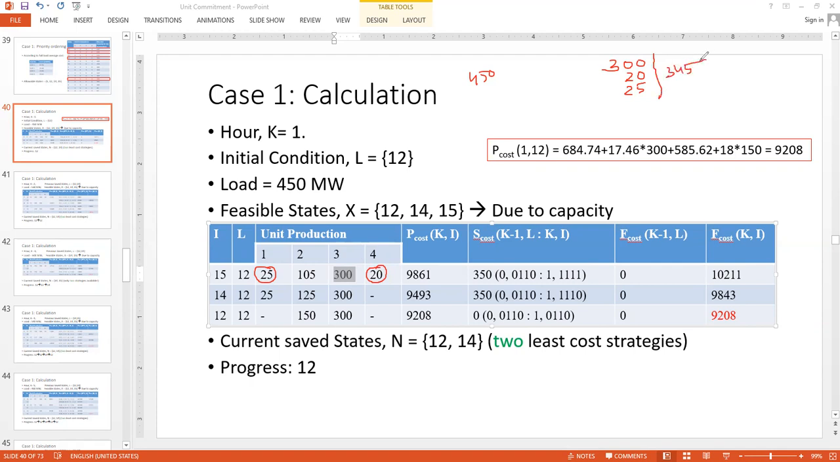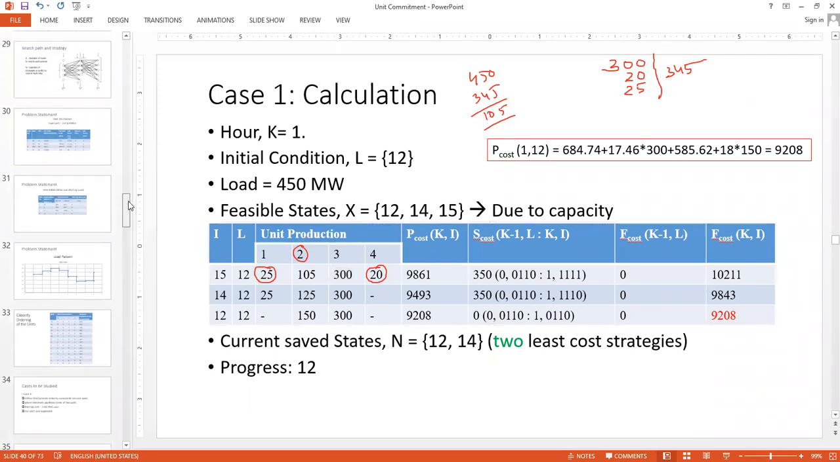345. Okay. How much is remaining? 450 minus 345. It is 105. Now this 105, does it lie within the minimum and maximum limit of unit number 2? Let's check. We have to satisfy 105.